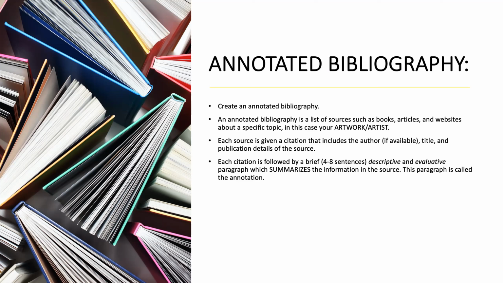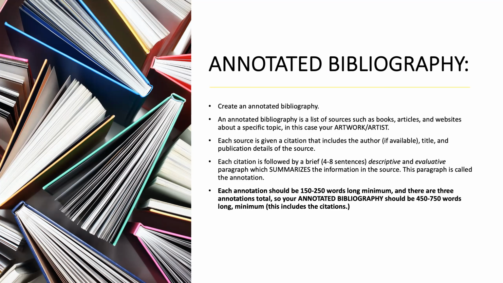And for each source, you're going to look for unique information, so you're not repeating the same information about the artist or artwork in each annotation. It's important to have different information so you can include it in your final visual presentation. Each annotation should be 150 to 250 words long minimum. And there are 3 annotations total. So your annotated bibliography should be 450 to 750 words long minimum. And this includes the citations.